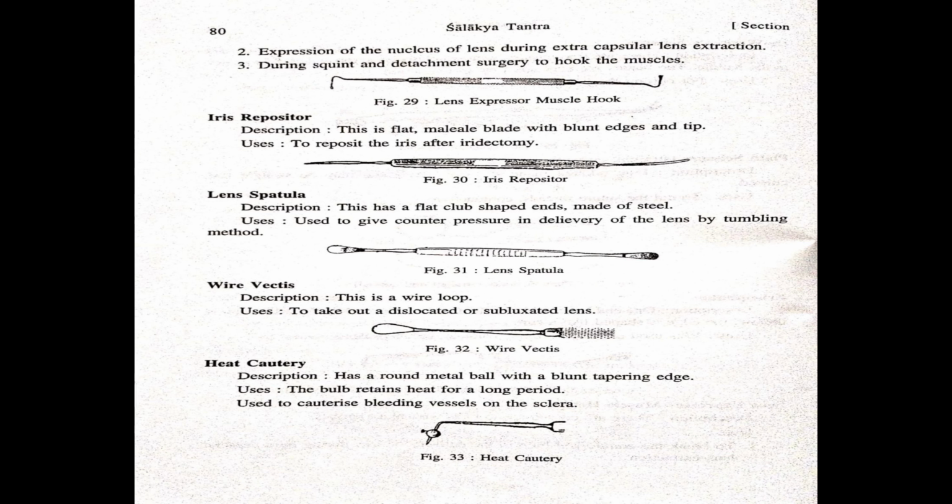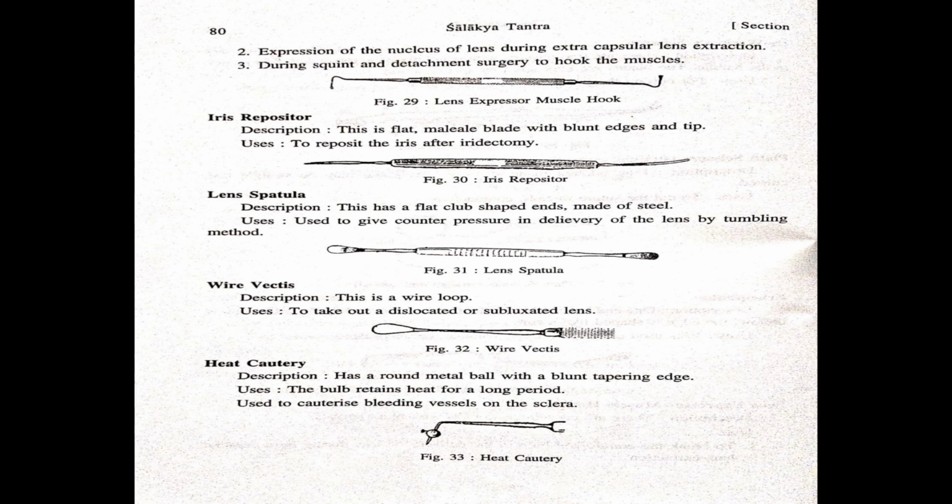Figure 29: Lens expressor muscle hook. Iris repositor. Description: this is a flat, malleable blade with blunt edges and tip. Uses: to reposit the iris after iridectomy. Figure 30: Iris repositor. Lens spatula. Description: this has flat club-shaped ends, made of steel. Uses: used to give counter-pressure in delivery of the lens by the tumbling method.